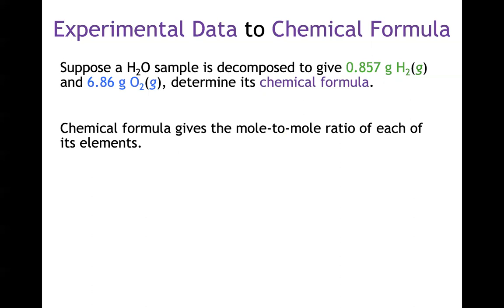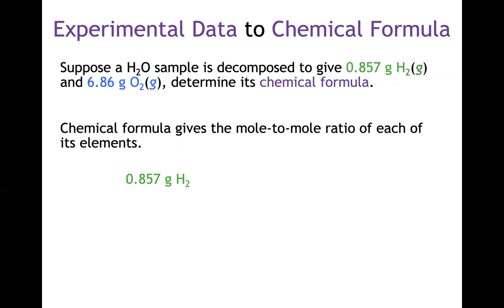Well, the chemical formula gives us the mole to mole ratio of the elements. Now, we're already told what the chemical formula is, right? But again, it's just for the purpose of calculations. So what we start off with is the actual mass, right? We're told that we have 0.857 grams of hydrogen gas.